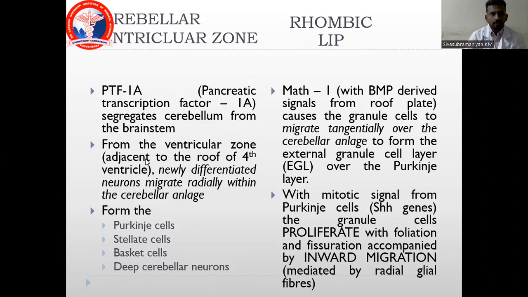From the ventricular zone, adjacent to the roof of the fourth ventricle, newly differentiated neurons migrate radially within the cerebellar anlage and form the Purkinje cells, stellate cells, basket cells, and the deep cerebellar neurons that are typical of the adult cerebellum. And then you have the MATH1 gene, a bone morphogenetic protein derived signal from the roof plate, that causes the granule cells to migrate tangentially over the anlage to form the external granular layer over the Purkinje layer. With the mitotic signal from the Purkinje cells, that is the SHH gene, the granule cells proliferate and then migrate inwardly.